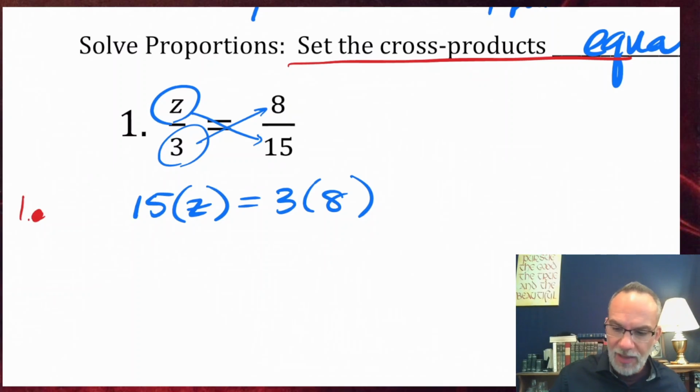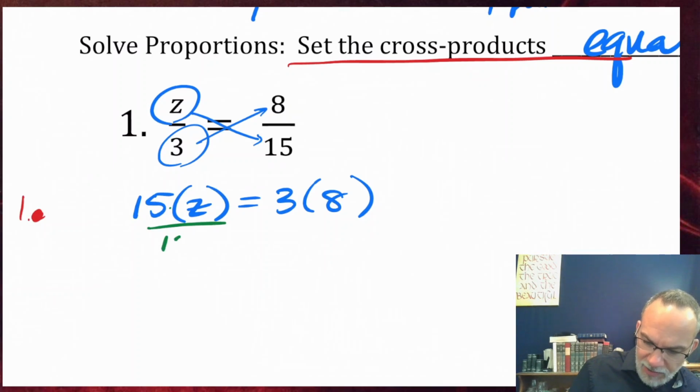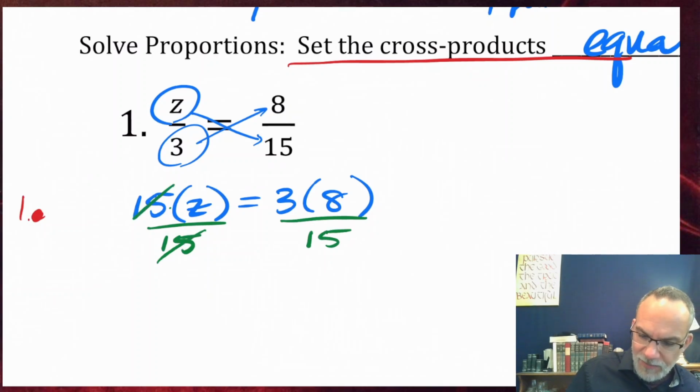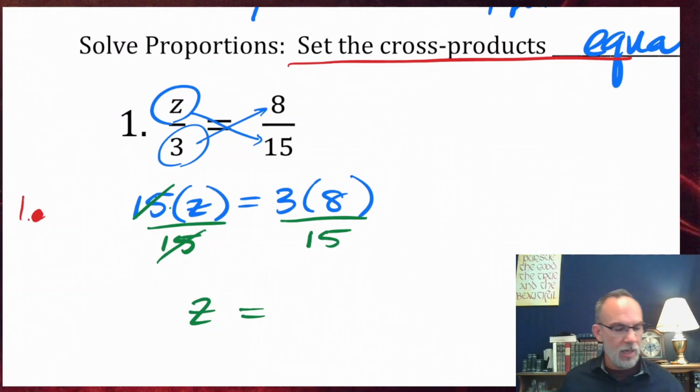Now, I need to do a little bit of algebra, which basically says, how do I undo multiply by 15? Because I want to get z all by itself on the left-hand side. So right now it's 15 times z. How do I reverse that? How do I undo multiply by 15? Well, if we divide both sides of the equation by 15, divide by 15 on the left, divide by 15 on the right, the 15 divided by 15 drops out, and I just get z here. And now I can do my math. Most of you are probably going to reach for the calculator, so I'll do that one first, although that's not the best one. 3 times 8 divided by 15, I get 1.6.